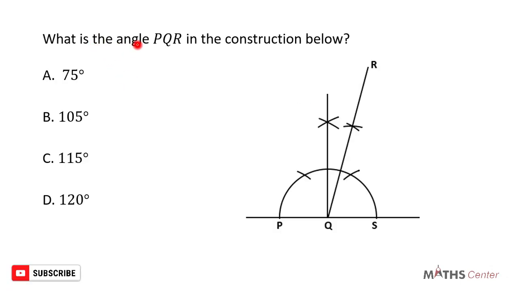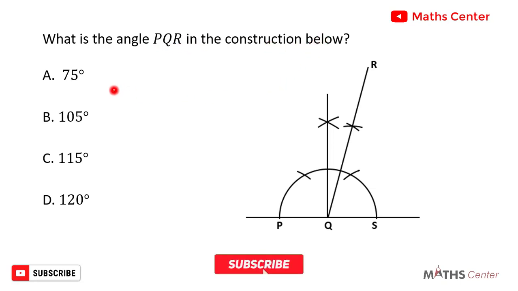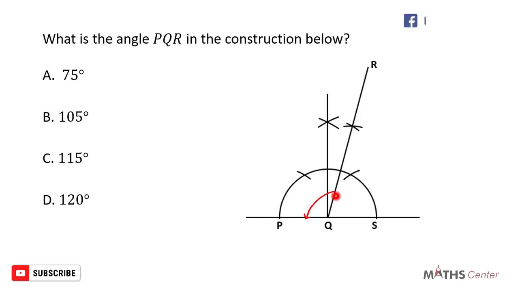What is the angle PQR in the construction below? This is a multiple choice question, and so you solve the question and then you pick the correct option. We are looking for the value of the angle PQR. So this angle starts from here and ends here. This is the angle we are looking for.